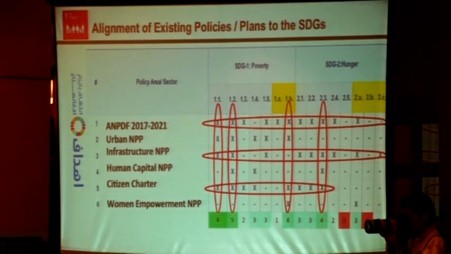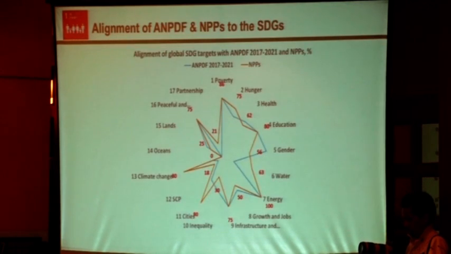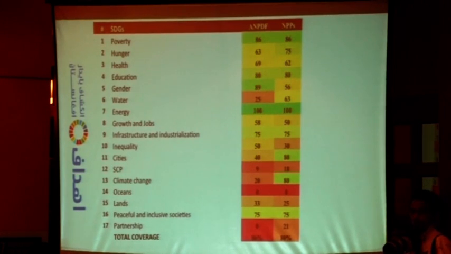And this is the methodology that we used for all those NPPs or national priority programs. You can see at the right the targets that we have aligned with the NPPs and also with the ANPDF. Here also is the percentage of alignment of each goal with our national priority programs in the country.